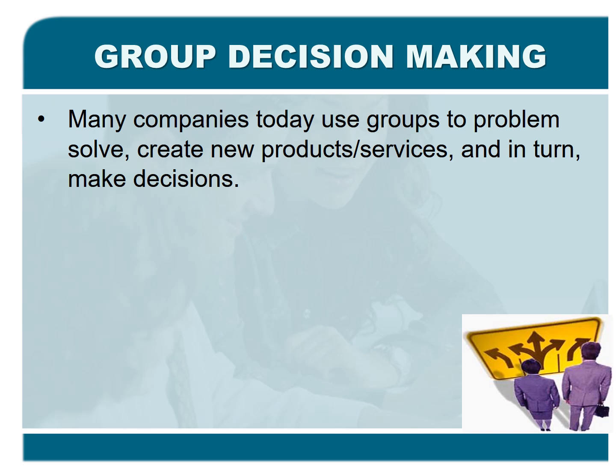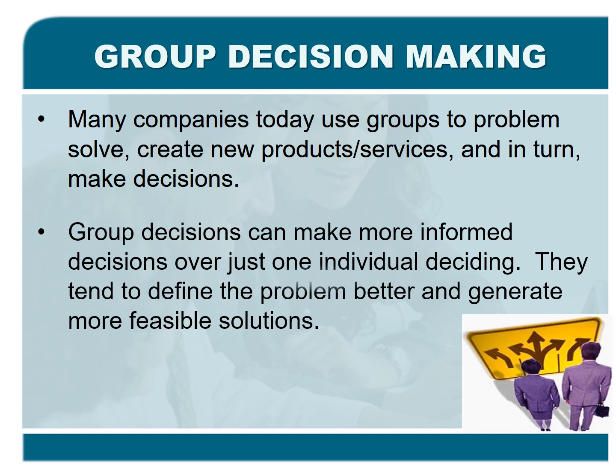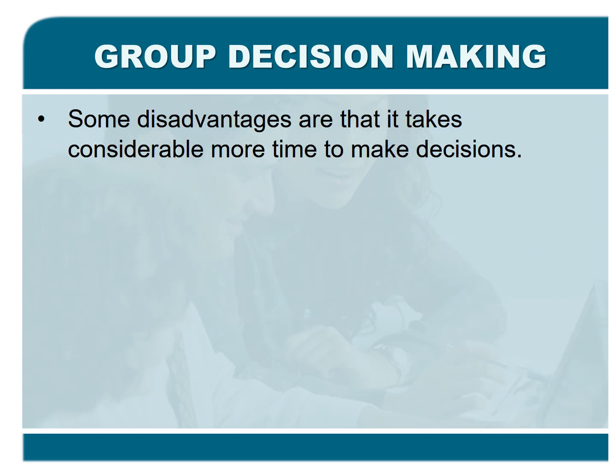Many companies today are using groups to problem solve or create new products and services, and sometimes in turn to just make decisions. Group decisions can be more informed than just one individual deciding. You know what they say, 2 heads are better than 1, 4 or 5 are even better. They tend to define the problem better and generate more feasible solutions.